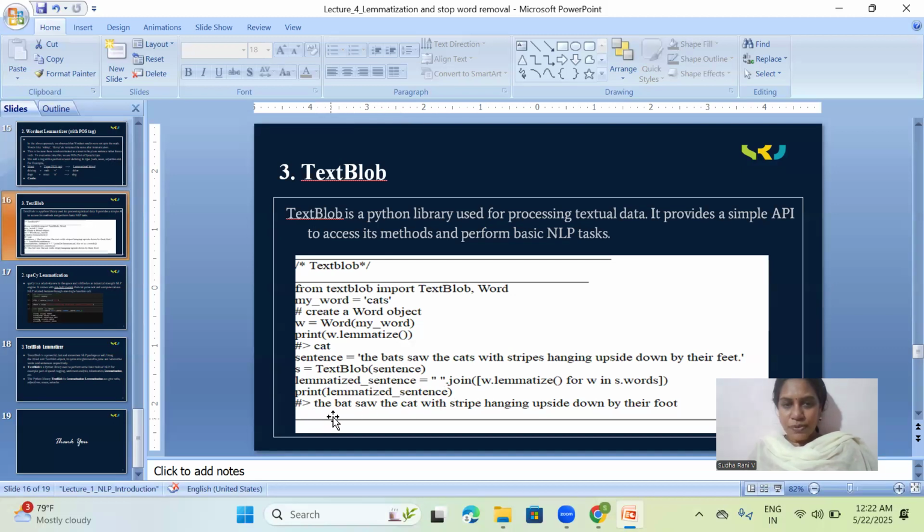Here we are getting the output. The "bats" is converted to "bat", "saw", "cats" converted to "cat", "strip", "hanging", "upside down by their feet". "Feet" is converted to "foot". So these are a few of the different types of lemmatizations.